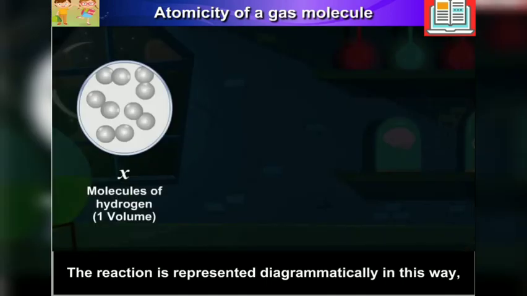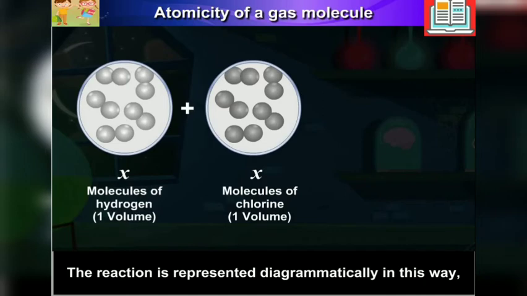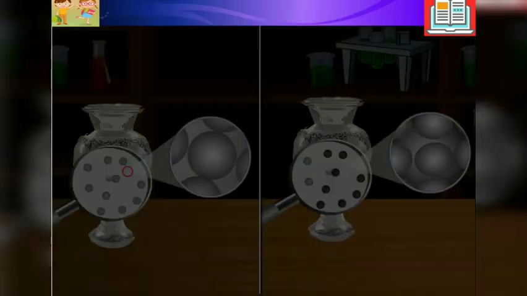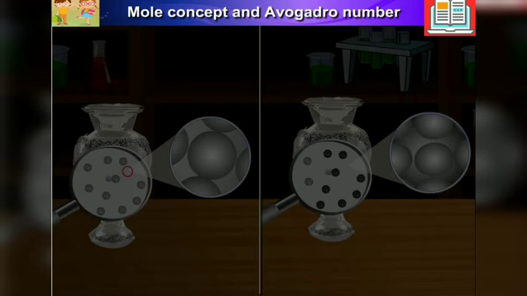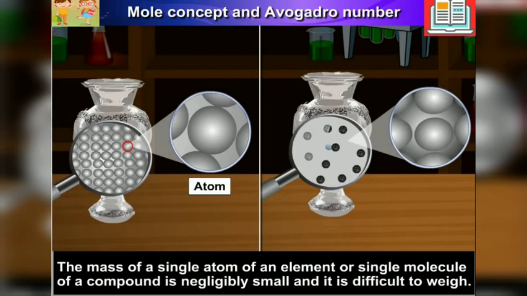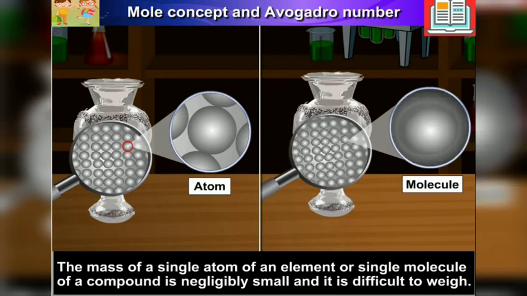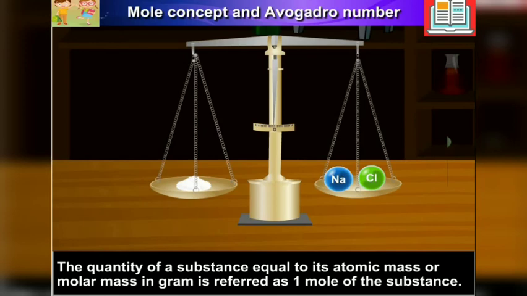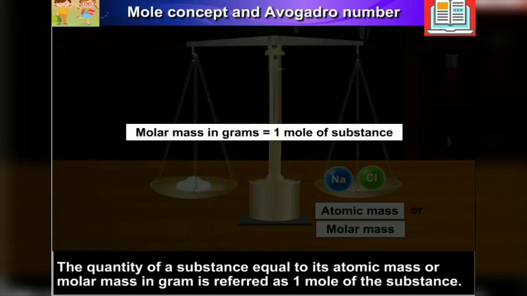The reaction is represented diagrammatically: X molecules of hydrogen plus X molecules of chlorine equals 2X molecules of hydrogen chloride. 1 volume plus 1 volume gives 2 volumes. Mole concept and Avogadro number. The mass of a single atom of an element, or a single molecule of a compound, is negligibly small, and it is difficult to weigh. The quantity of a substance equal to its atomic mass, or molar mass in grams, is referred to as 1 mole of the substance.